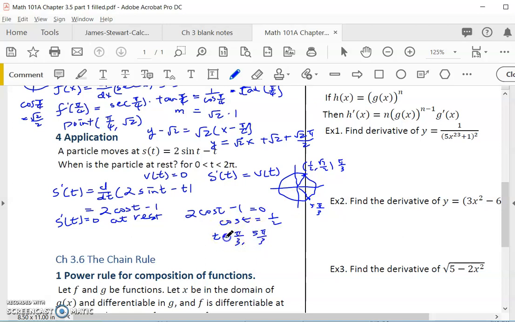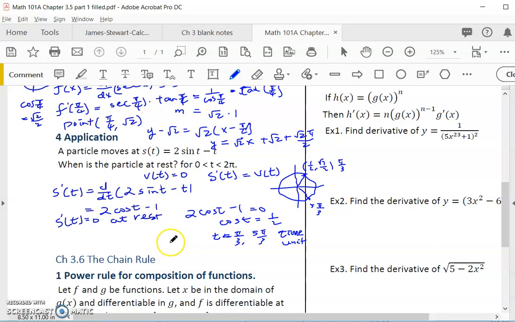So you see how you solve a trig function in a word problem. So at time pi over 3 and 5 pi over 3 seconds, I didn't say anything about the time unit, it could be hours, it could be whatever, they didn't say. So this would be when the particle is at rest.